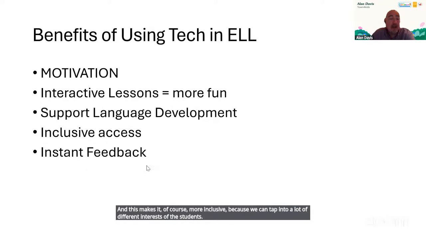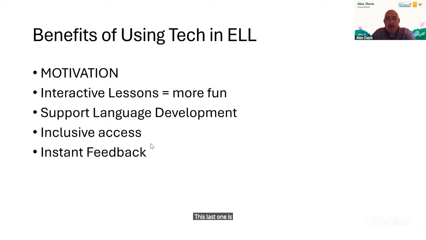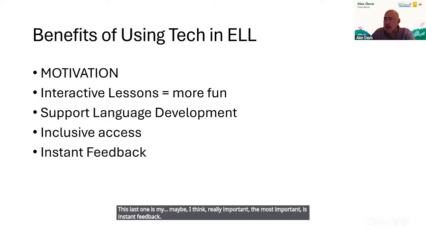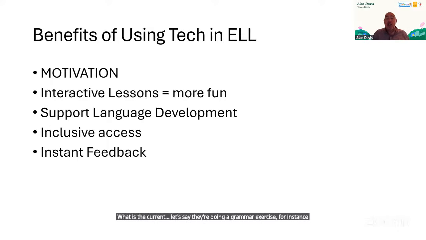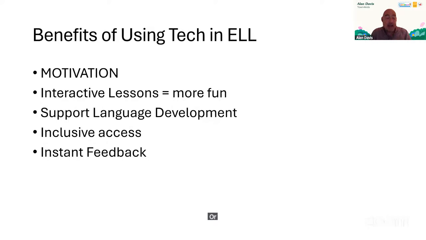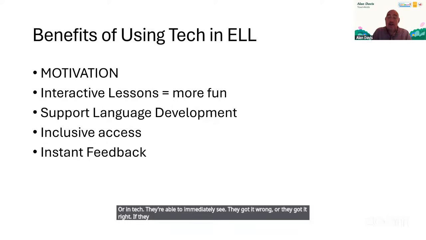And this makes it, of course, more inclusive because we can tap into a lot of different interests of the students. This last one is maybe, I think, the most important: instant feedback. The student is able to see immediately what is correct, let's say they're doing a grammar exercise, for instance, online or in tech. They're able to immediately see that they got it wrong or they got it right. If they got it wrong, most of them will allow them a second chance.